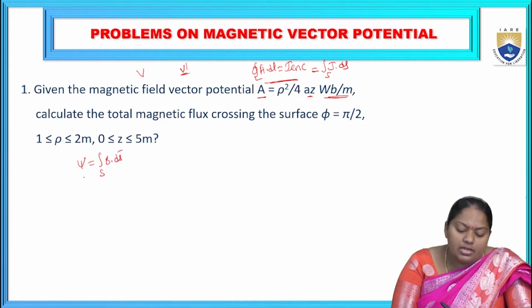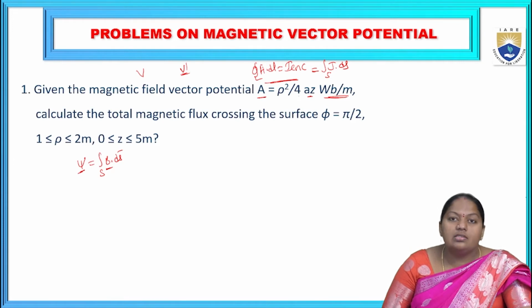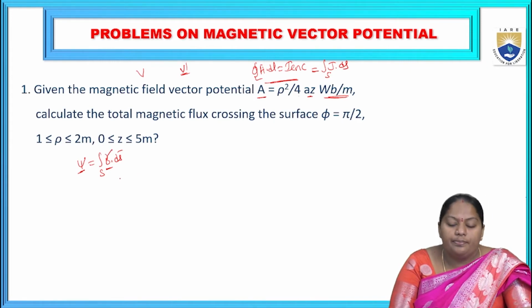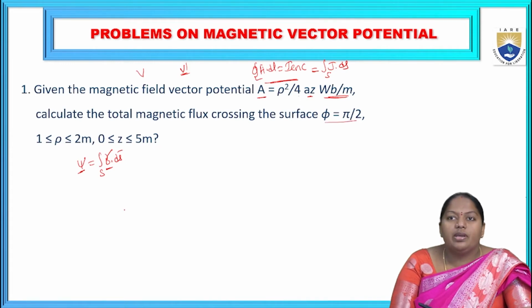So to find the flux, which is an unknown variable, B is the notation for magnetic flux density, and this B is also an unknown one. To find these two unknown variables, first we have to find the magnetic flux density B. With the help of the given A value, rho square by 4 into az, the ranges of the variables are rho from 0 to 2 meters and Z from 0 to 5, along with the phi component given as pi by 2.